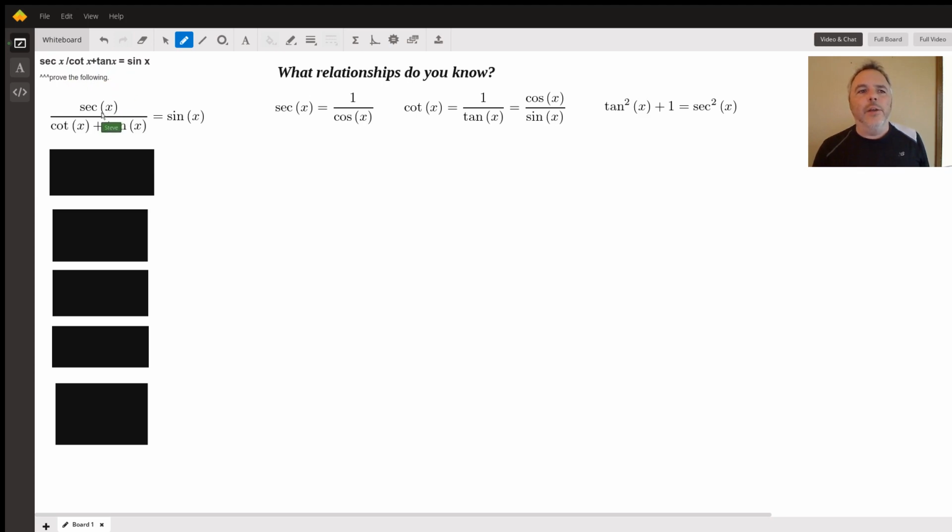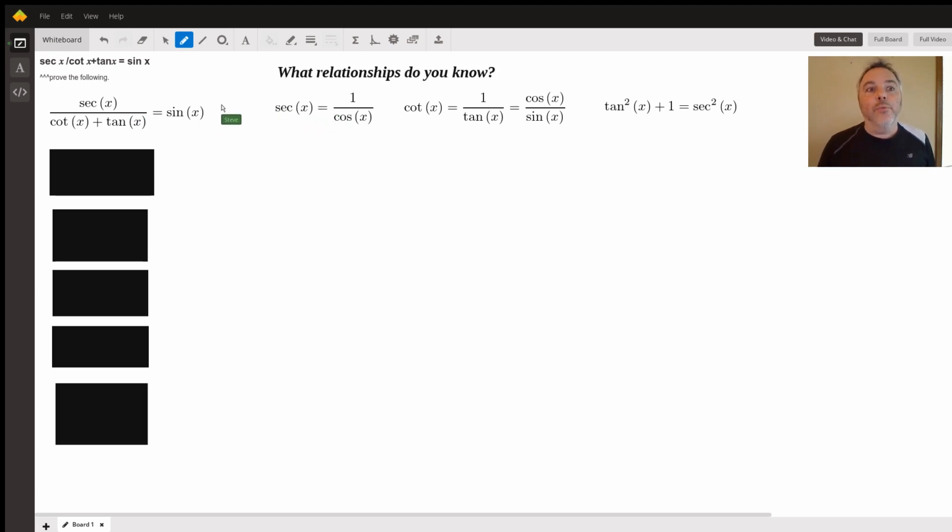So what I did is I rewrote the equation here just to make it clear what's in the numerator and what's in the denominator. Basically, all I'm going to do in the steps that follow is only focus on the left side, and we know that the right side is sine x. That's where we want to go.